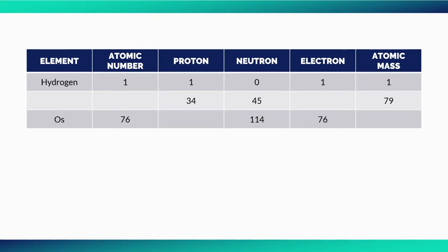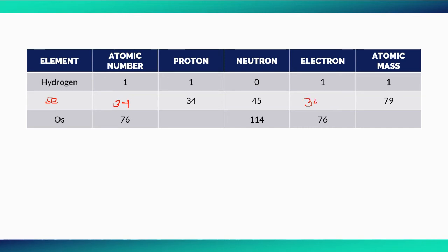For the second one, we have here an unknown element having a number of protons of 34, a neutron number of 45, and an atomic mass of 79. So try to compute or find that missing element. Okay, very good. So that element is selenium. We write Se. Next, what's the atomic number of selenium? Very good. It is just the same as the proton, which is 34. Next, we also have here the electrons, which is also 34.